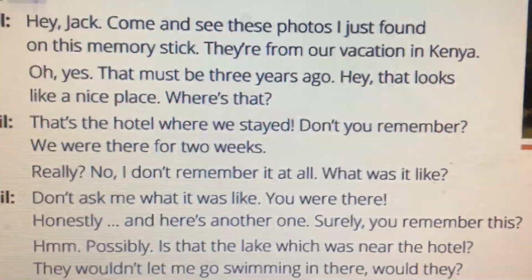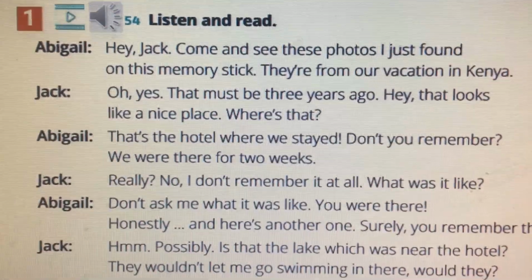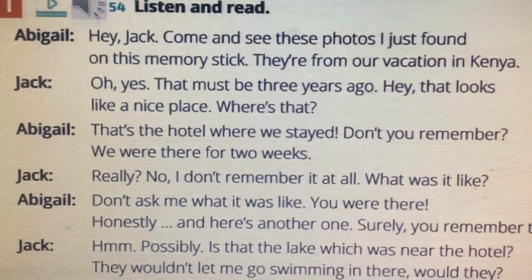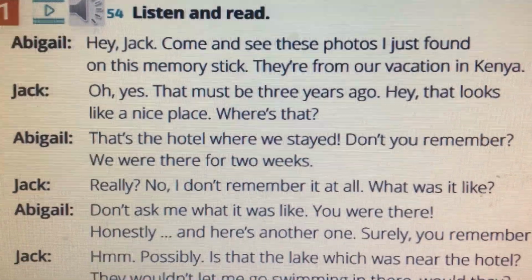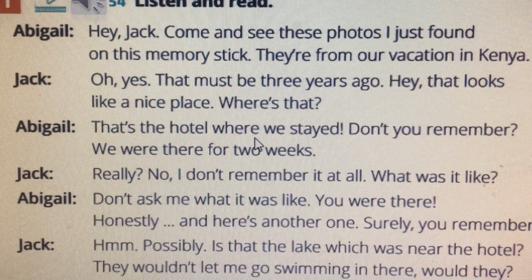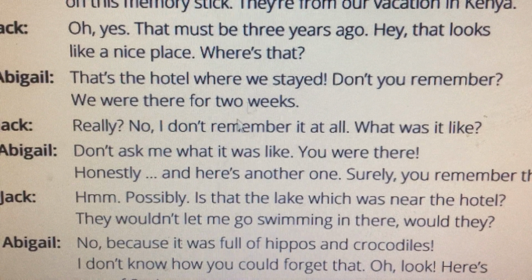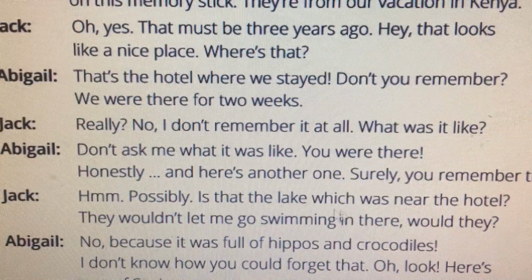Okay, and if you have a partner there, you can practice reading that conversation. If you look closely, you can see some words in there. Where and which down here.